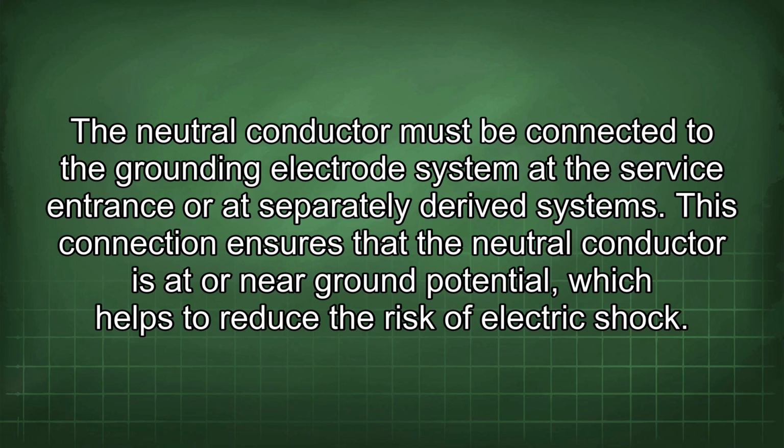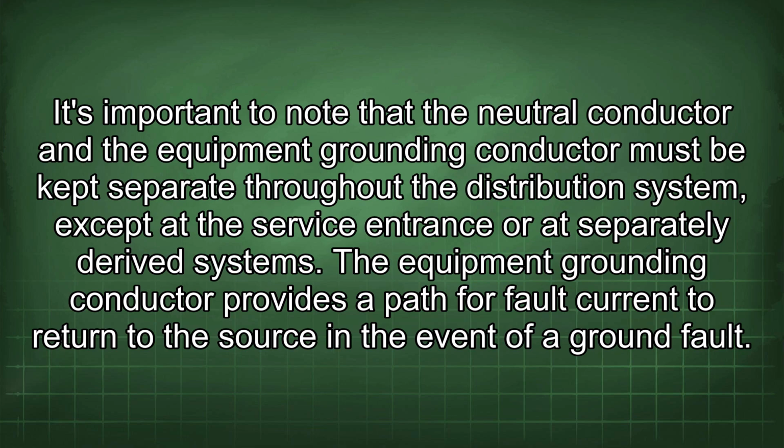This connection ensures that the neutral conductor is at or near ground potential, which helps to reduce the risk of electric shock. It's important to note that the neutral conductor and the equipment grounding conductor must be kept separate throughout the distribution system, except at the service entrance or at separately derived systems.